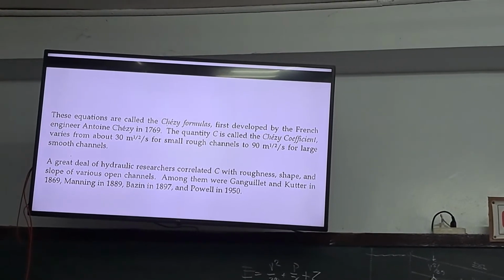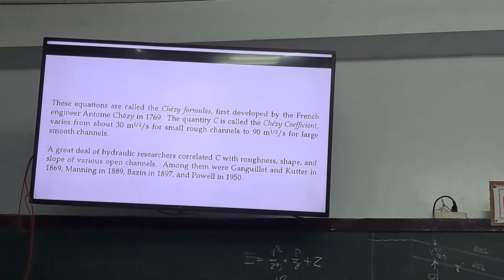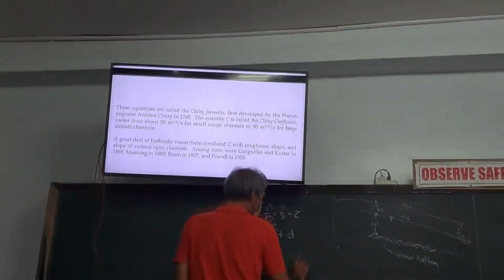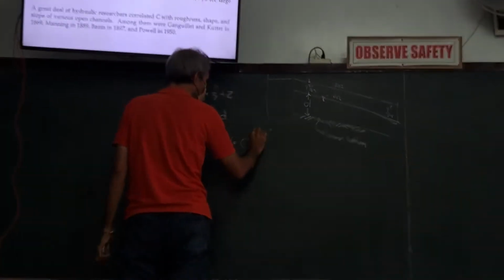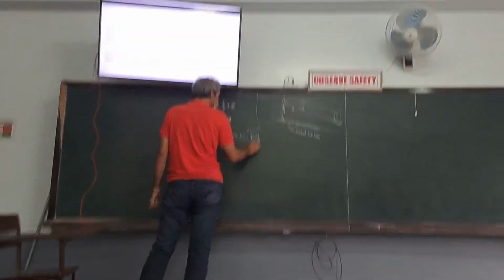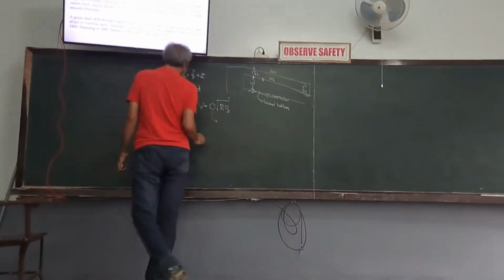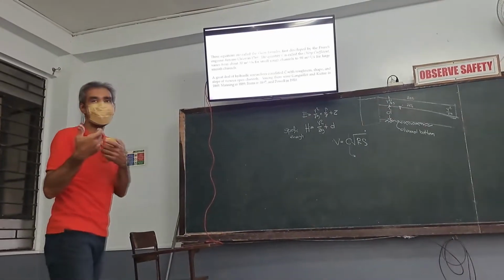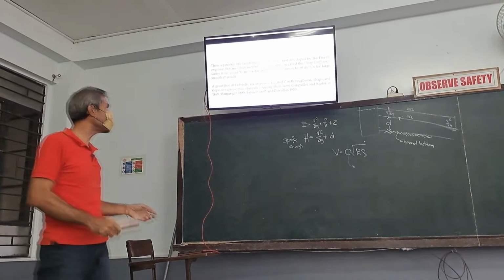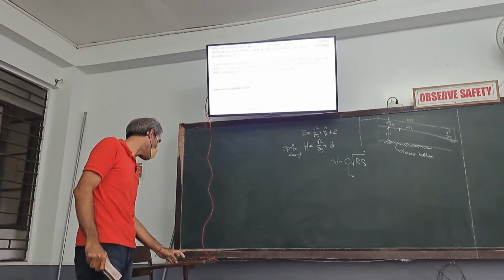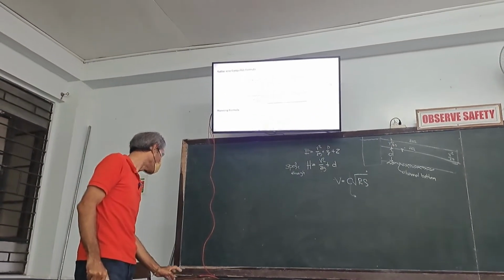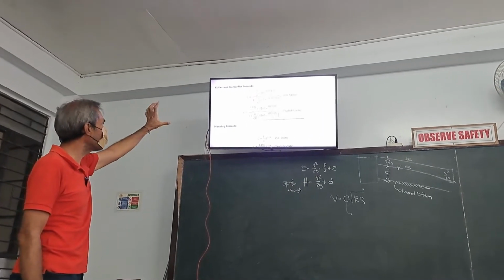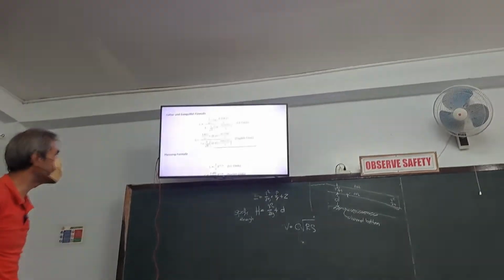Velocity is equal to C square root of RS. Over the years, people tried to quantify the values of C. Among them is Kutter, the most famous formula for determining C.